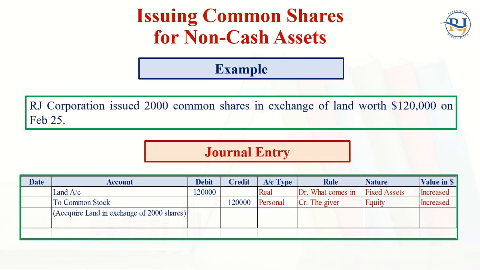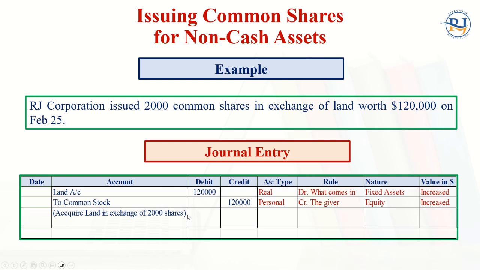Issuing of common shares for non-cash assets. Non-cash means the cash is not coming. RJ Corporation issued 2,000 common shares in exchange for land worth $120,000. In this case, land has come into the business. This is the asset. Land has increased by $120,000 and the common stock is issued, right? So land account debit to common stock credit. So acquiring land in exchange for 2,000 shares.